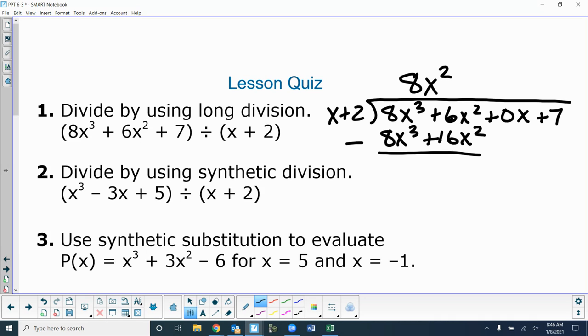Wait, could you say that again? No, just. You take the first term divided by x. Whatever the answer is, you multiply by these two and subtract. Just keep doing that. What's 6 minus 16? Negative 10. Bring down the next term. What's negative 10x squared divided by x?